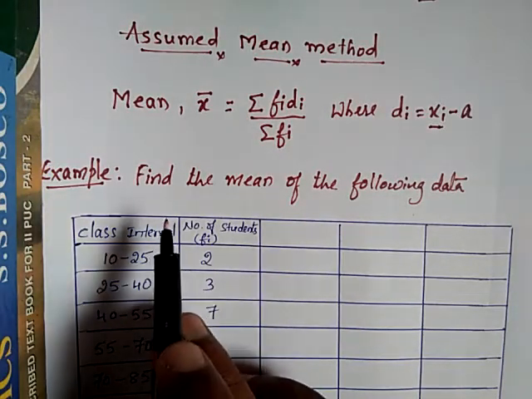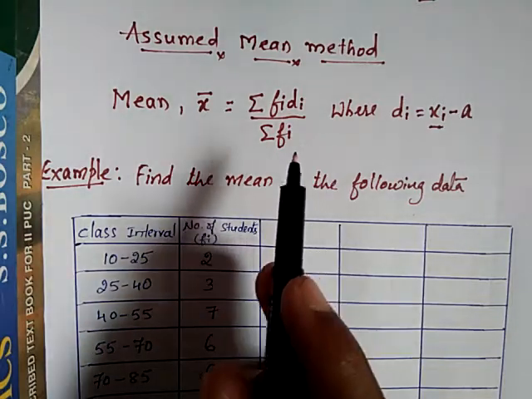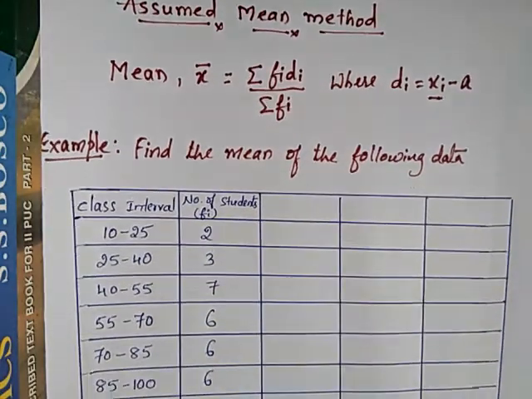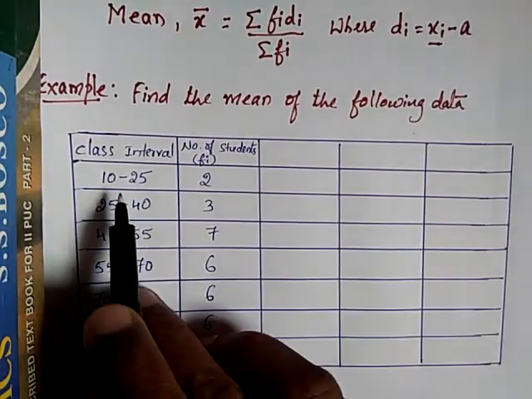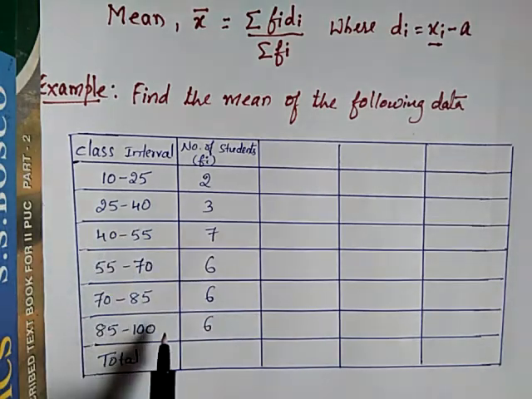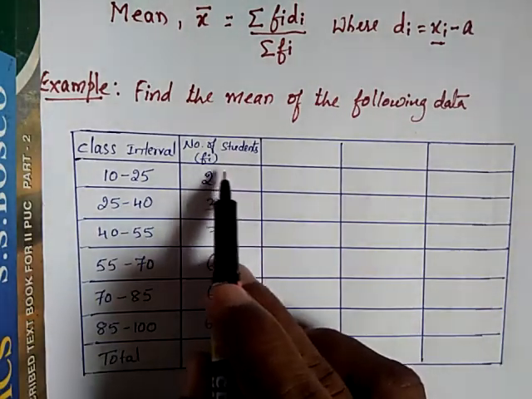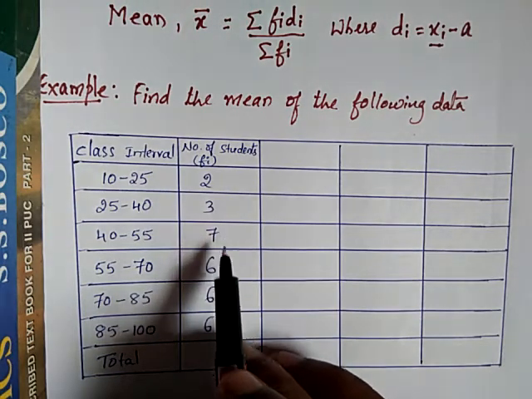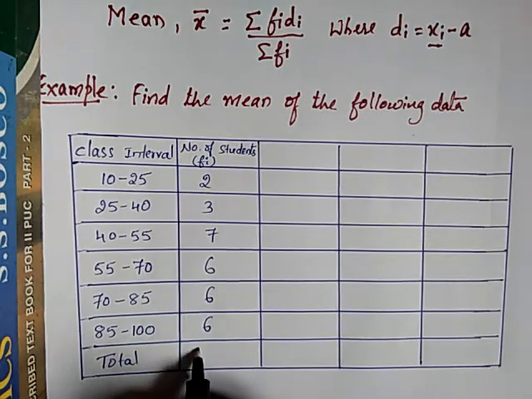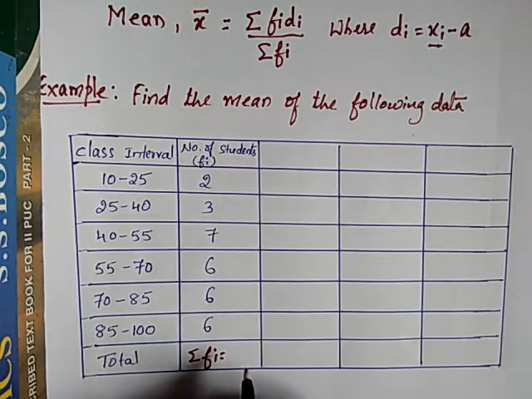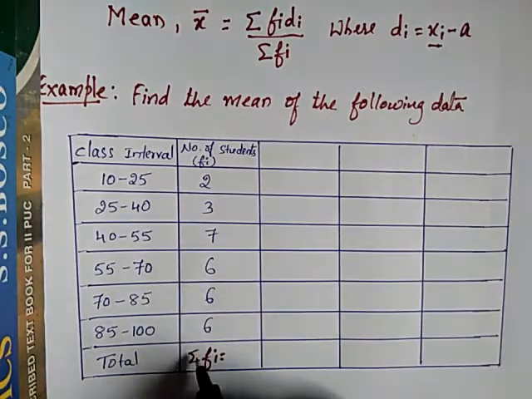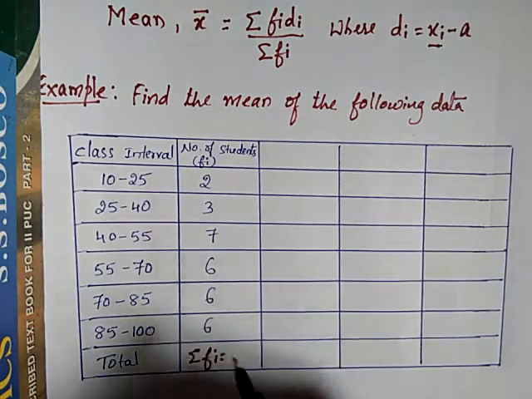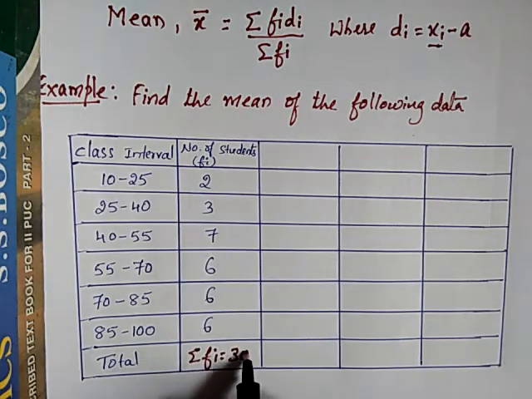Now one example we will see, how to find the mean by assumed mean method or shortcut method. Find the mean of the following data. Class intervals are given: 10 to 25, 25 to 40 and so on, up to 85 to 100, and here number of students is nothing but frequency, denoted by fi. So what is summation fi? It means the sum of all these frequencies: 2 plus 3 plus 7 plus 6 plus 6 plus 6, which is 30.